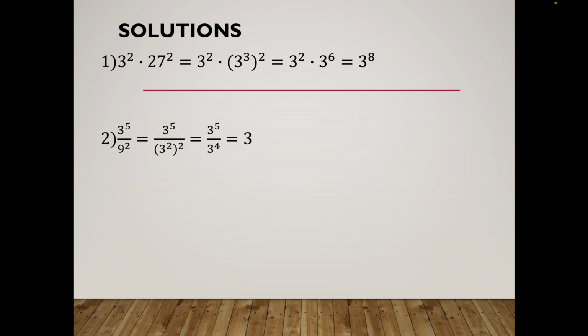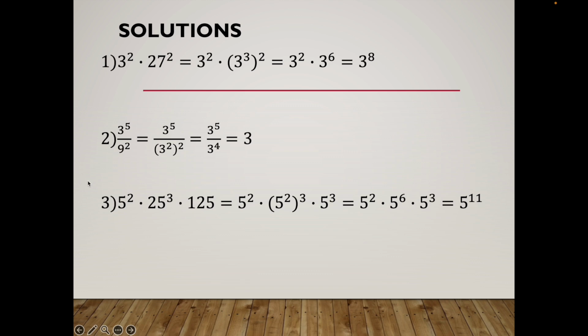In my second example, I have a 3 base on top and I have a 9 base on the bottom, but I can change my 9 base to a 3 base because I know that 9 is equal to 3 to the power of 2. So now I have (3 to the power of 2) to the power of 2. If I multiply my exponents, I get 3 to the power of 4, and then if I subtract my exponents, I get a good old 3.